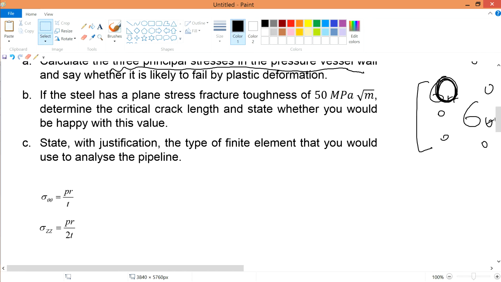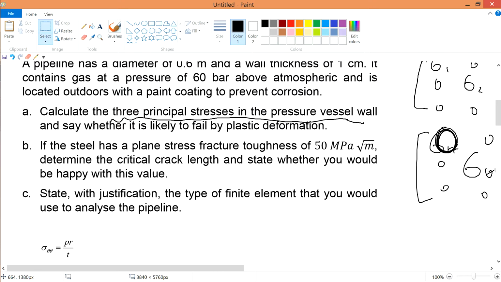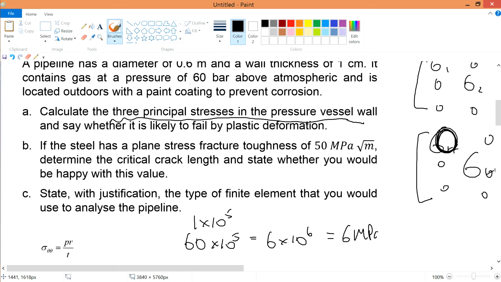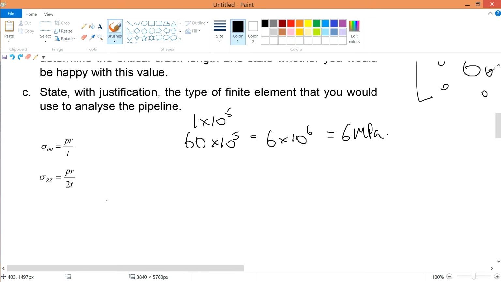So let's apply this formula. We have a pressure of 60 bar. 1 bar is 1 times 10 to the power of 5 Pa, so 60 bar is 60 times 10 to the power of 5, or 6 times 10 to the power of 6 Pa, which equals 6 MPa. As for the radius, I can use the outer radius. You can also use the internal radius, but in our case I'll just use the outer one.